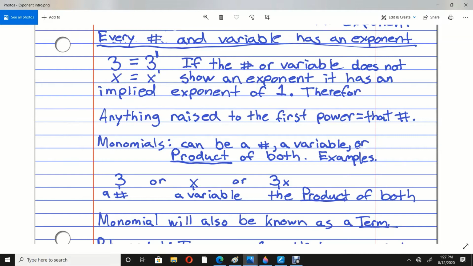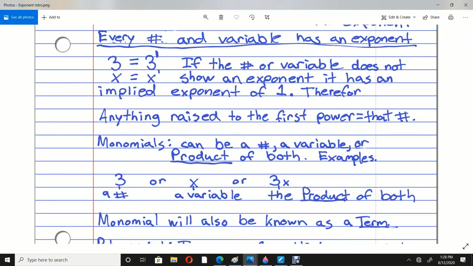If the number or variable does not show an exponent, it has an implied exponent of 1. Therefore, anything raised to the first power equals that number. So a million to the first power is just a million. A gajillion to the first power is just a gajillion. Great. Riley to the first power is Riley. Great. Monomials.